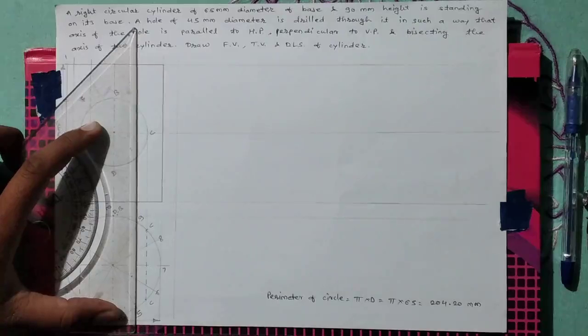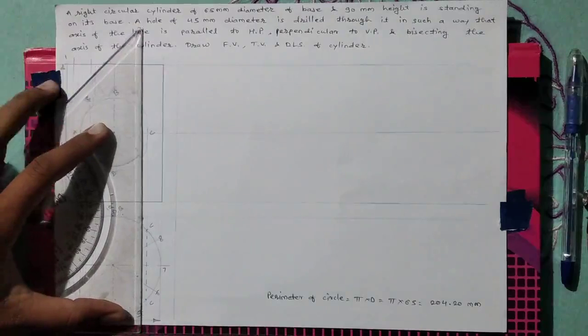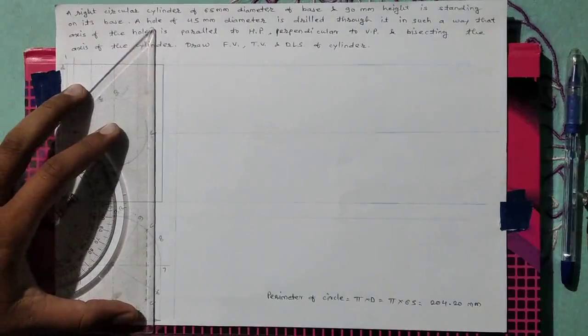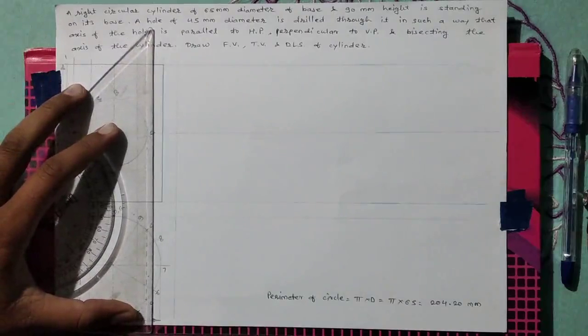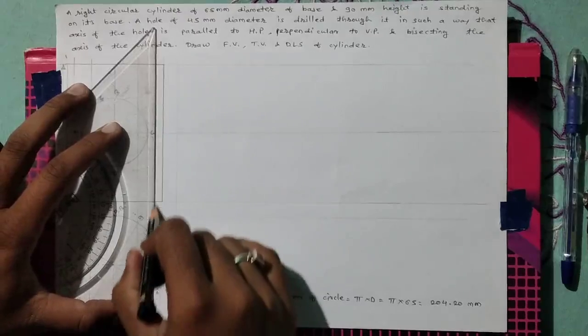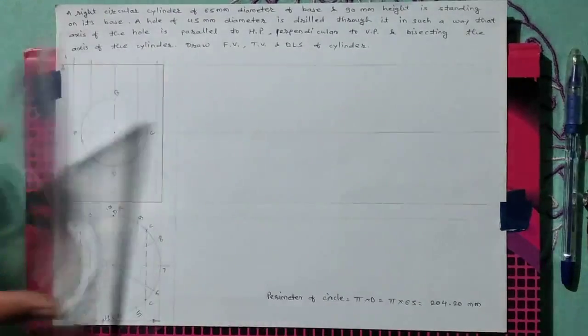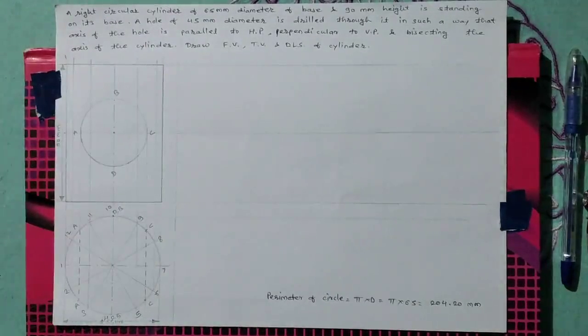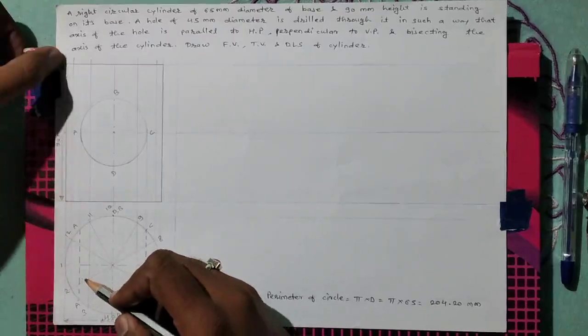Take this projection by... after that we have to take the projection of point 6 and 8. All this projection should be in faint lines, not dark lines. Here is the projection of point 1.